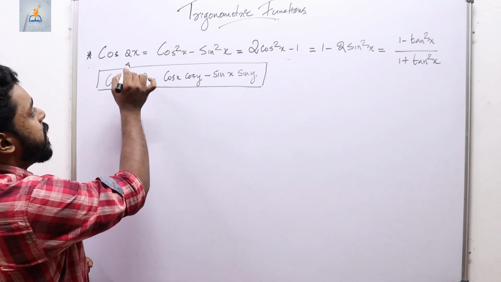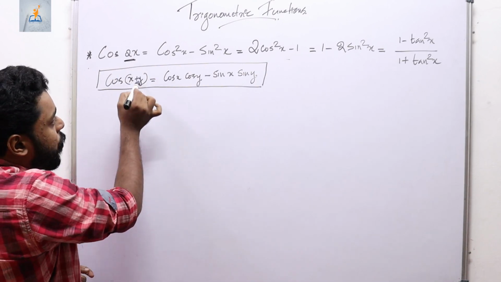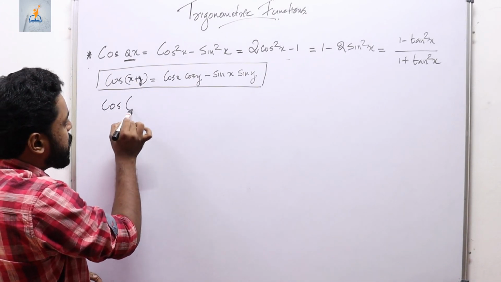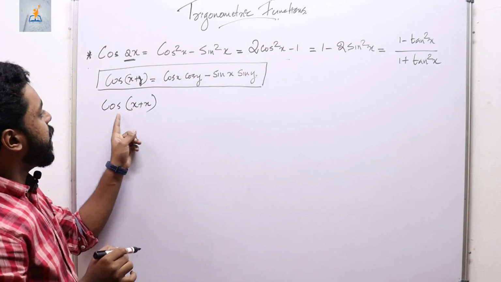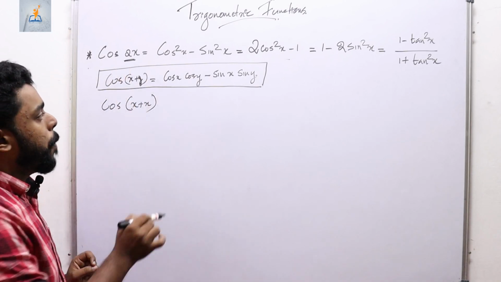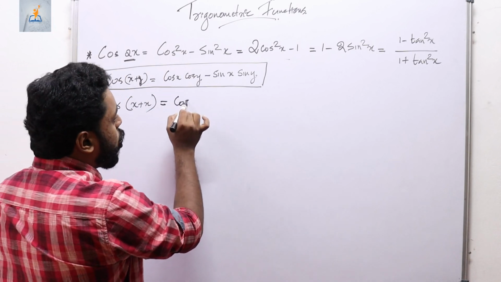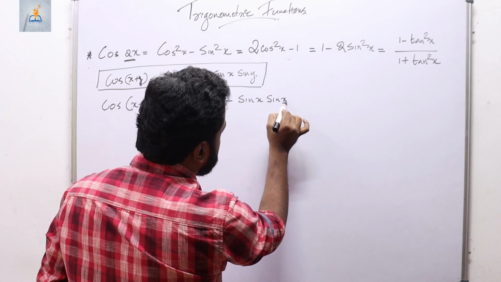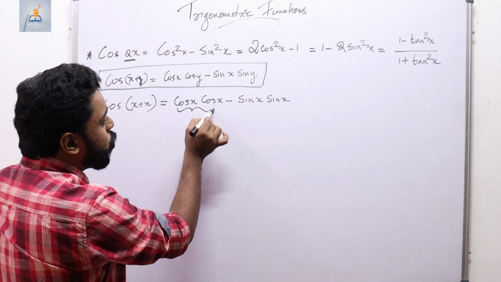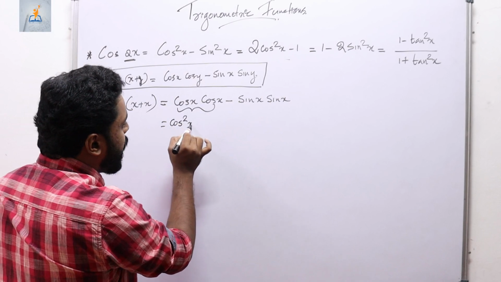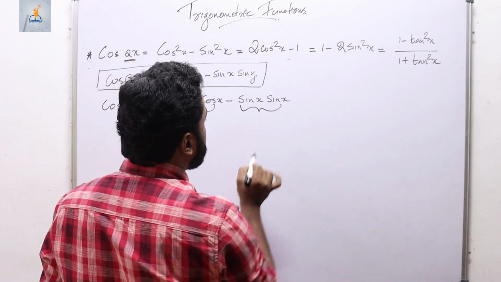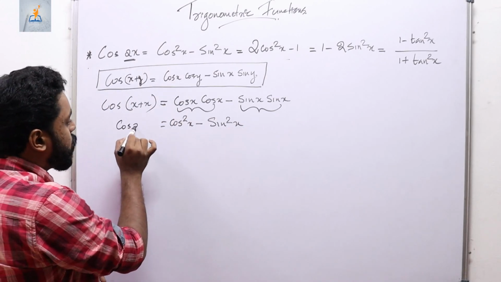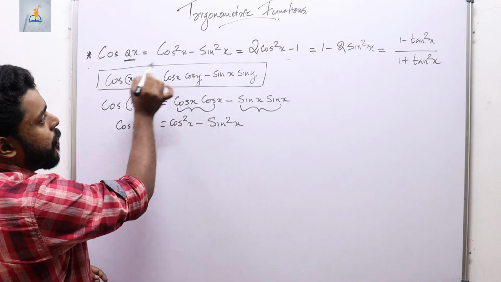We shall see how. Since we have to find cos 2x, here we are going to substitute x instead of y. That means cos(x+x). It is evident that it is nothing but cos 2x, isn't it? But by the formula, it will become cos x cos x minus sin x sin x, isn't it? Again, we know that cos x into cos x is equal to cos square x, and sin x into sin x is equal to sin square x. So we get cos 2x is equal to cos square x minus sin square x. The first part is over.